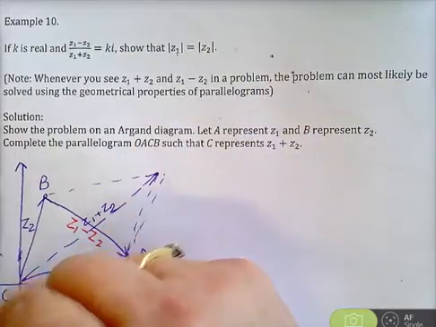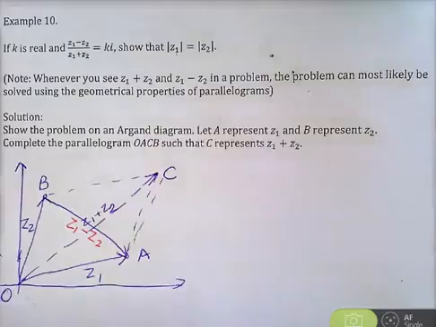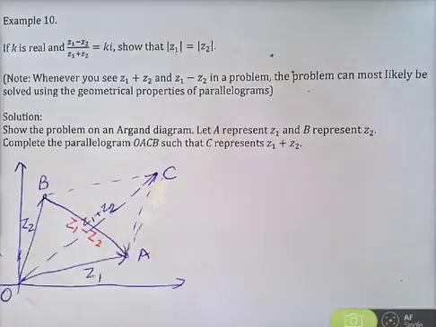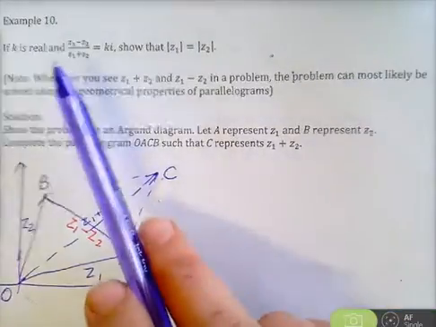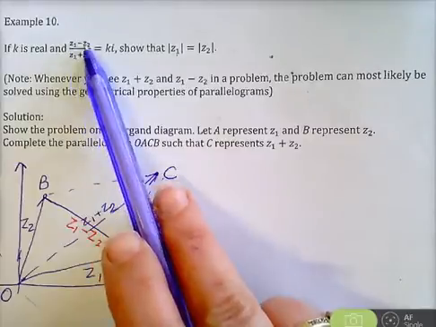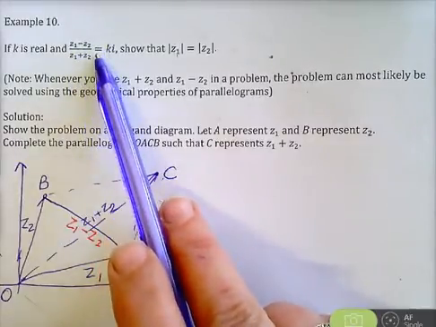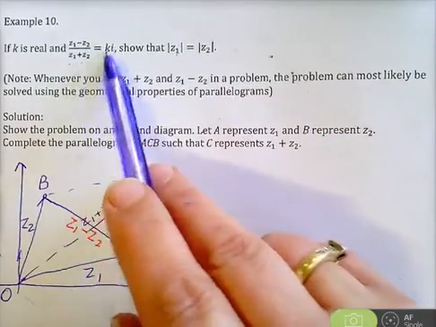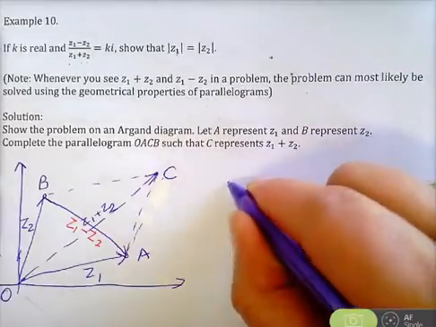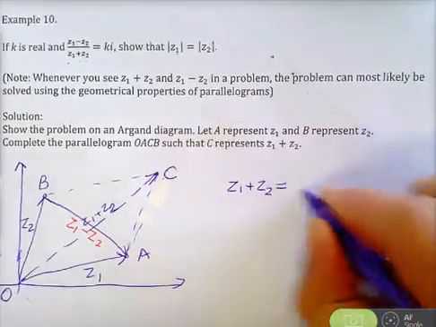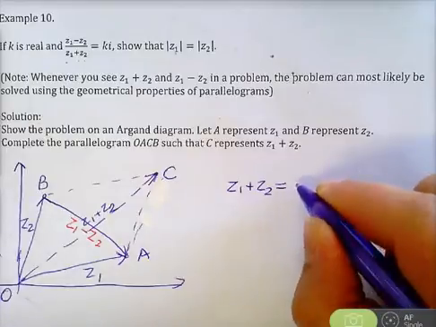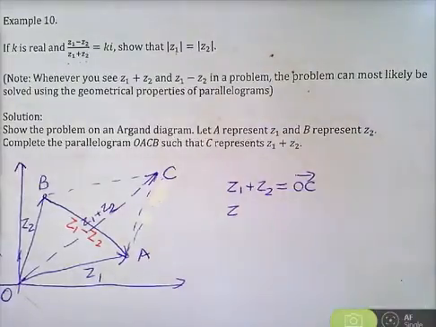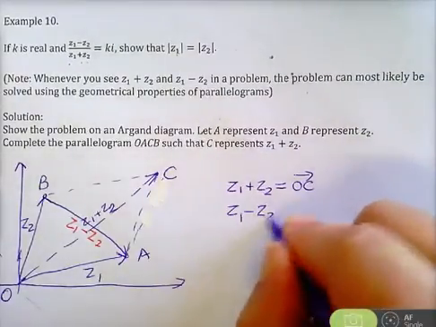I'll call this O, A, and the other point is C. Now, if K is real, Z1 minus Z2 over Z1 plus Z2. They've told us that Z1 minus Z2 over Z1 plus Z2 equals Ki. So let's have a look. Z1 plus Z2 is which vector? OC. And Z1 minus Z2 is which vector?